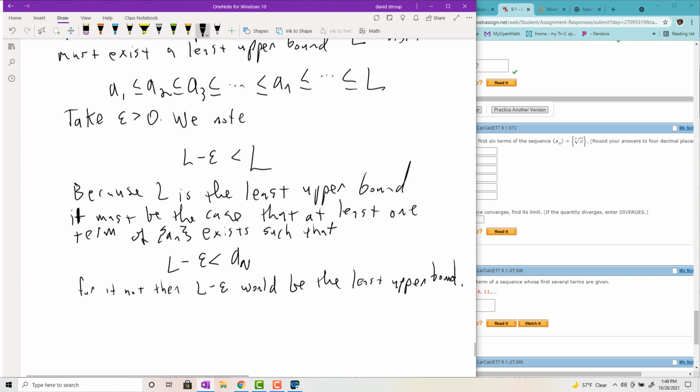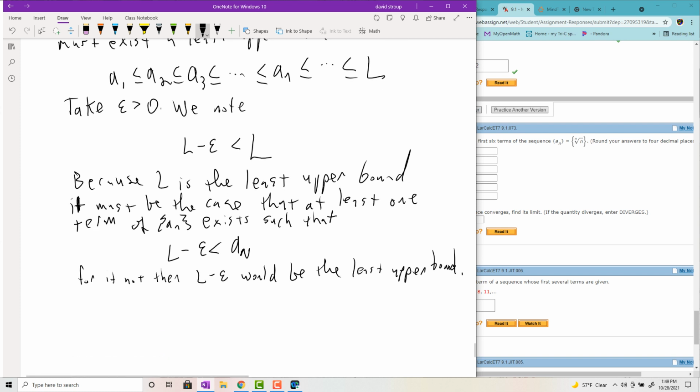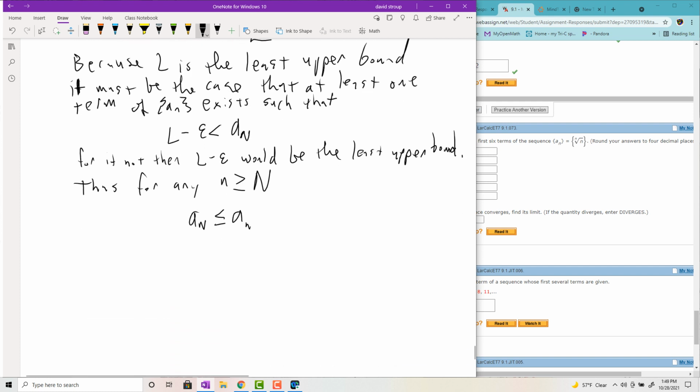Okay. So from that point, you could say, thus, for any little n greater than or equal to this big N, those terms of the sequence will be, because it's non-decreasing, those terms will all be bigger than this a sub big N, which is bigger than L minus epsilon. And that will be true for any value afterwards. So for all n greater than or equal to N. I think I kind of already said that. Okay.